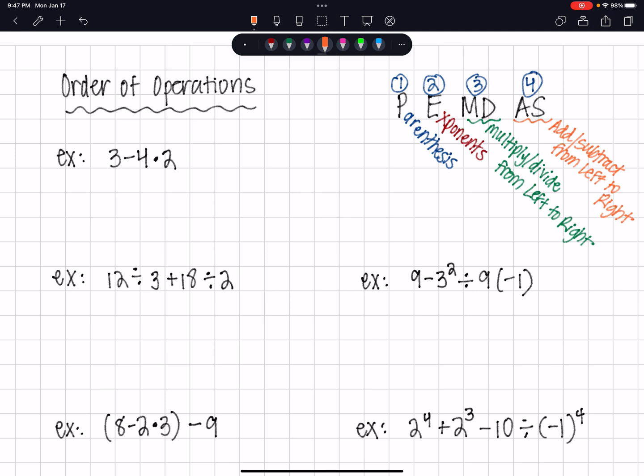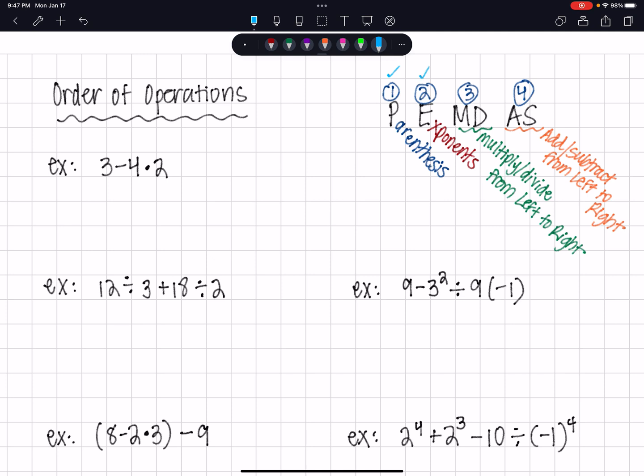So here's a good example, 3 minus 4 times 2, a simple order of operations. We're going to first look for parentheses. There are no parentheses, so we can move on to step 2. Exponents, we look for any bases that have an exponent, and there are no bases with an exponent, so we are able to move on to step 3.